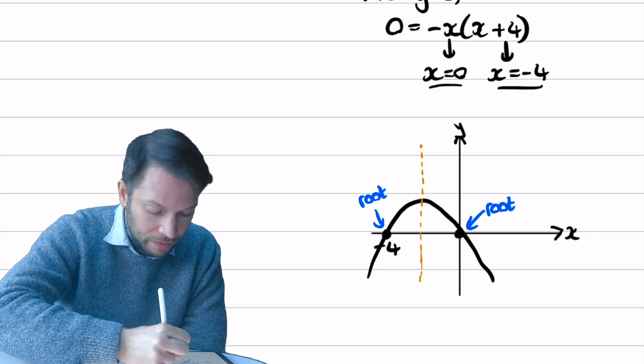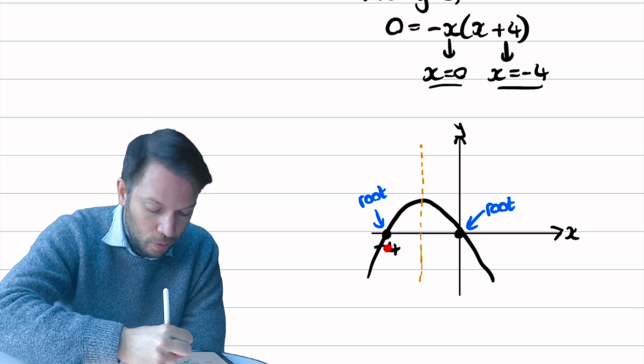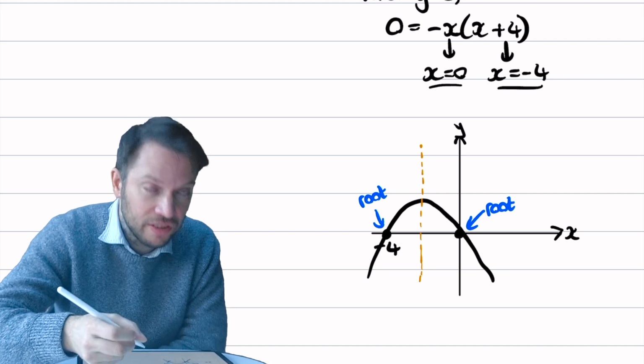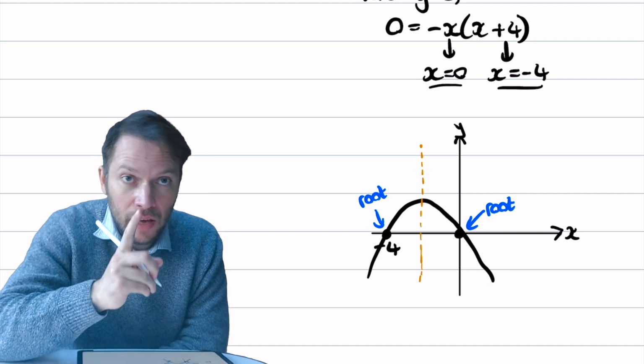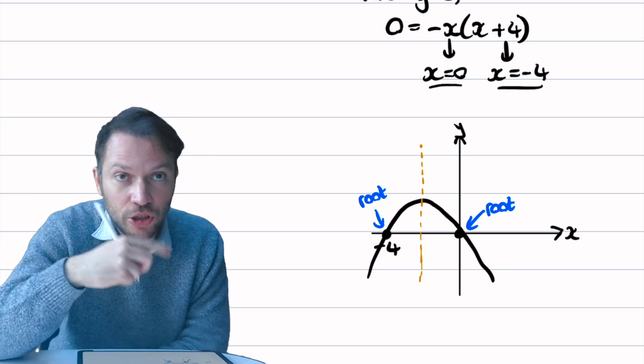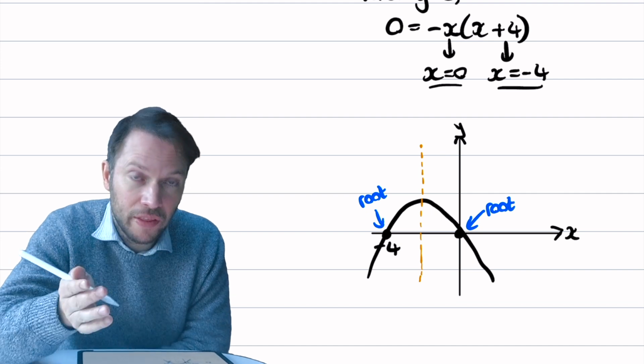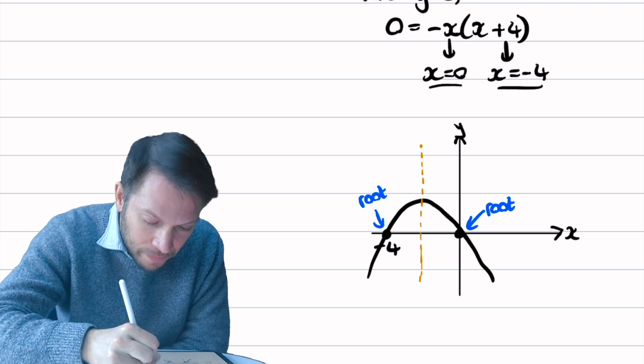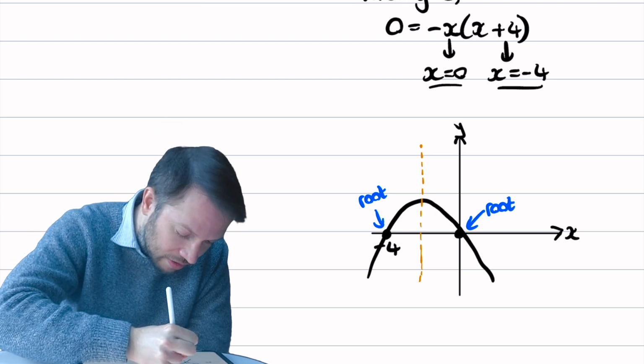Now, all you've got to do is just find what's halfway between minus 4 and 0. Well, you can probably see by inspection, it's just minus 2. But if you want to find the number that's halfway between two values, you can just add them and divide by 2. You just find the mean. So minus 4 plus 0 divided by 2 is minus 2. So we can see this is going to be minus 2 here.